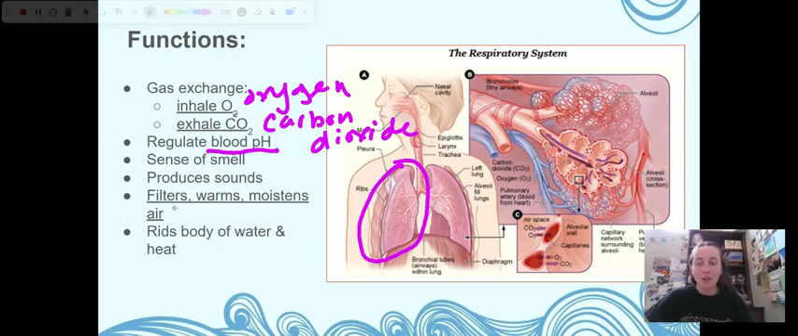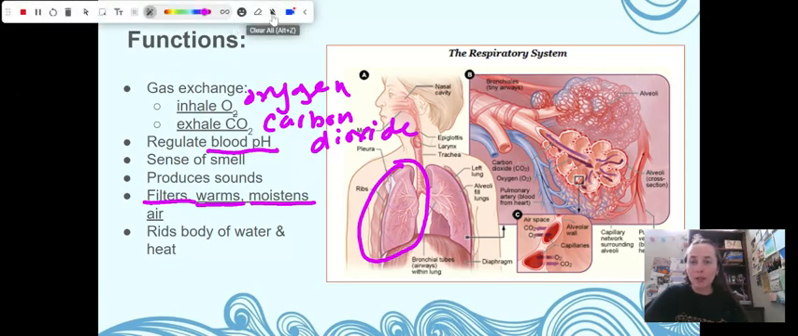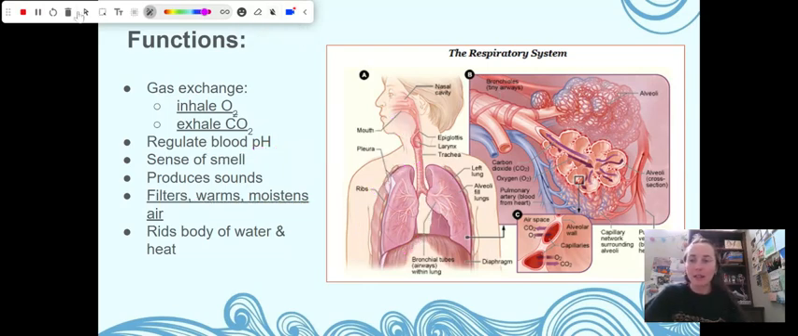If the air has harmful things in it, that would damage our lungs, so we filter those out. If the air is too cold, we warm it up as we breathe so it doesn't damage those cells in our lungs. And finally, if it would be too dry, it could also damage the delicate cells in our lungs. So those three things need to happen before we get air all the way into our lungs. While we breathe, we are also ridding the body of a little bit of water and heat. So it keeps us at those nice levels for heating and cooling.